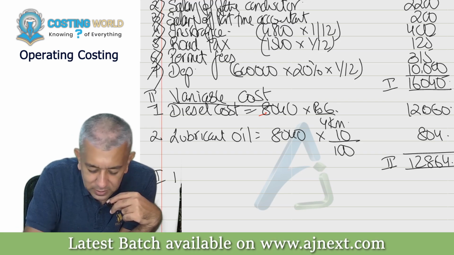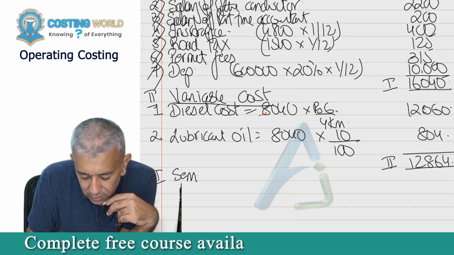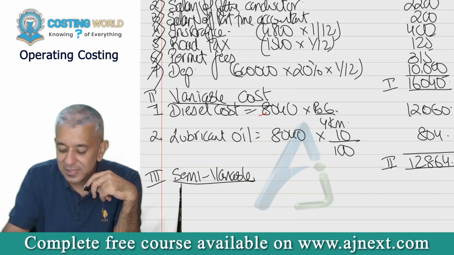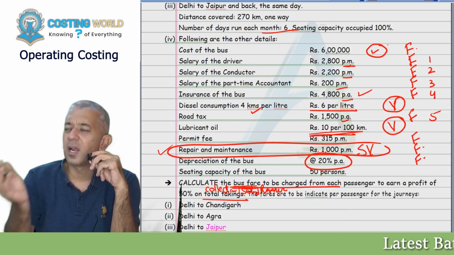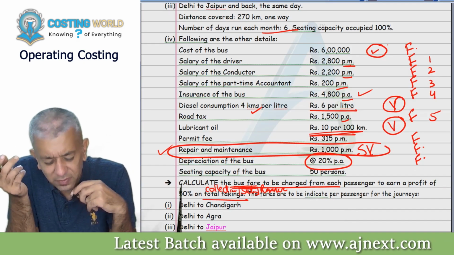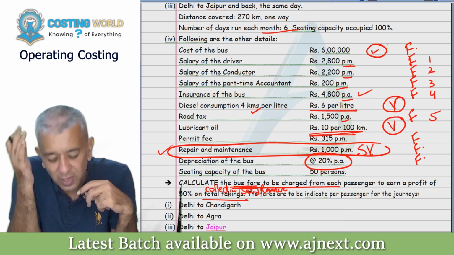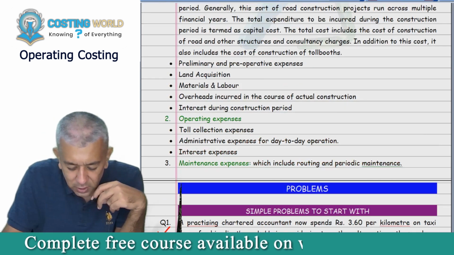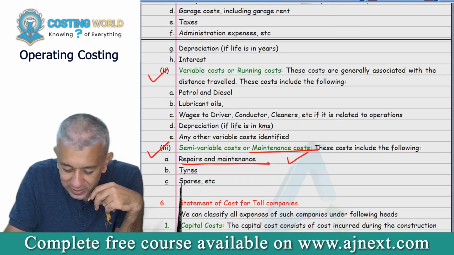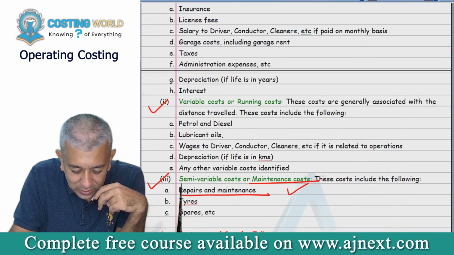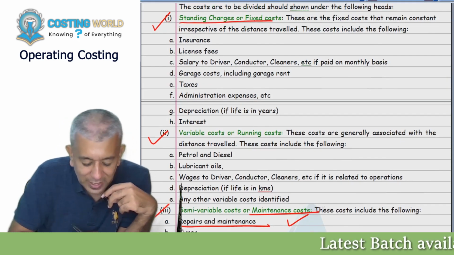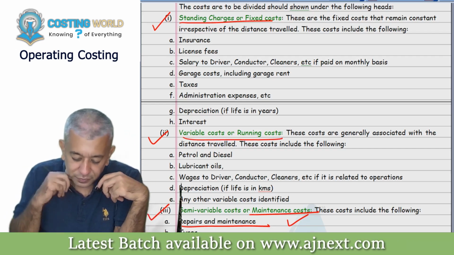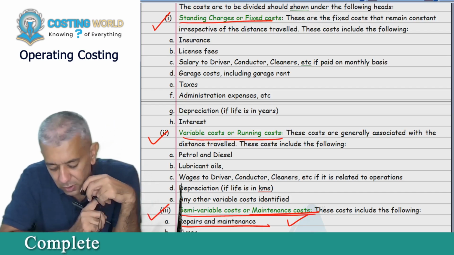Third will be, in this case, your semi-variable. Now this is ICA's great thinking. Honestly, till around 2018 we never used to have this third head of semi-variable. I don't know from where they thought of this. Let's try to mess up the things. So those guys told, let's have all the expenses classified into 3 heads now. Standing charges, then variable cost or running cost, and then semi-variable cost or maintenance cost.